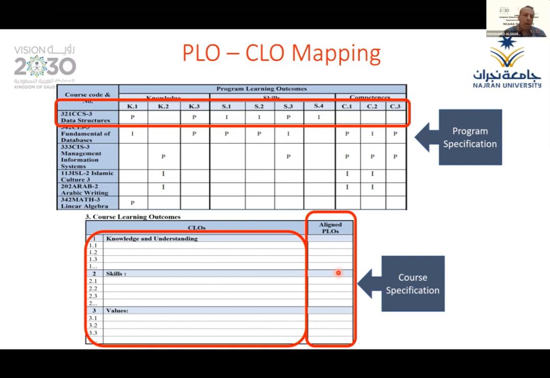So we had our workshop, I think, in January. Most of the faculty worked on that. But now we also have to double check. Was it really the correct way? Are your CLOs really mapped with the PLOs? It means that if you are reviewing the data structure course, you should find here K1, K3, S1, S2, S3, S4 distributed with different learning outcomes.